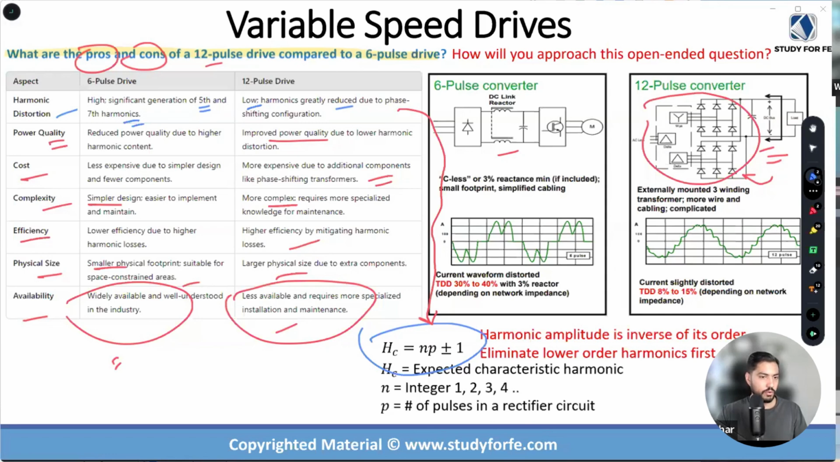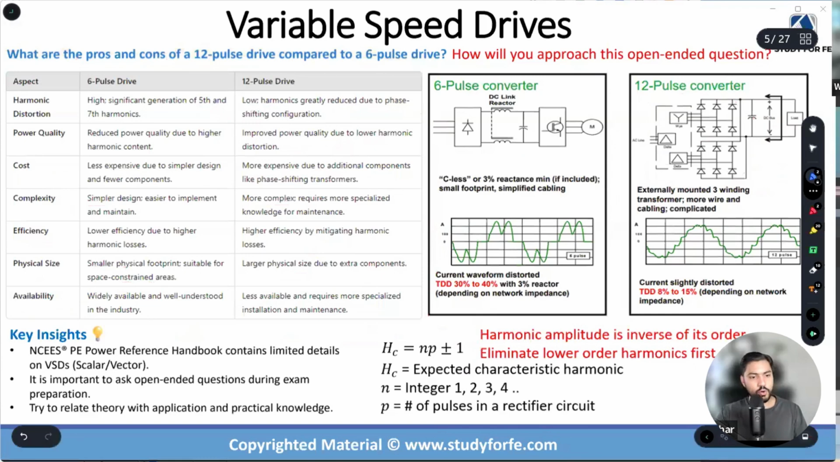It is the approach that I want you to be more comfortable with and synergistically connect the dots. That is the key to success on the P-Power exam. And if you want to summarize this from an examination standpoint, the first obvious fact is that the reference handbook contains limited details on VFDs. They basically have a paragraph, just a few lines, discussing scalar versus vector. And even that description, that detail, I think is just the tip of the iceberg.